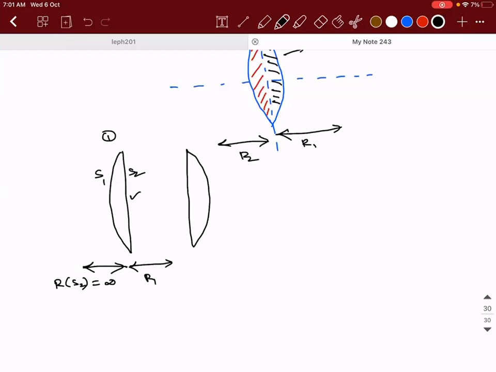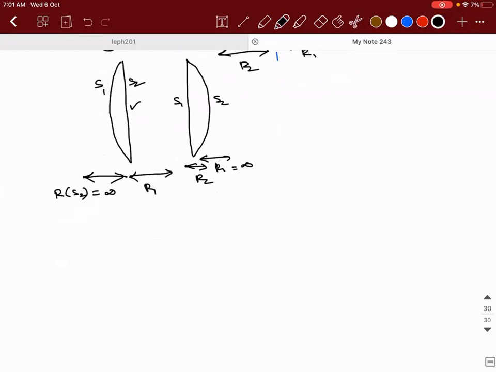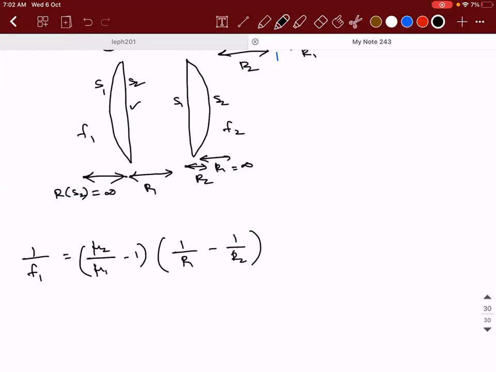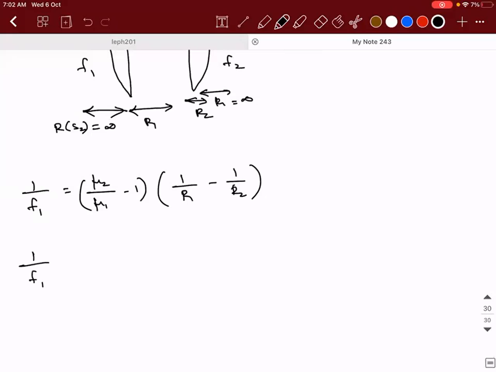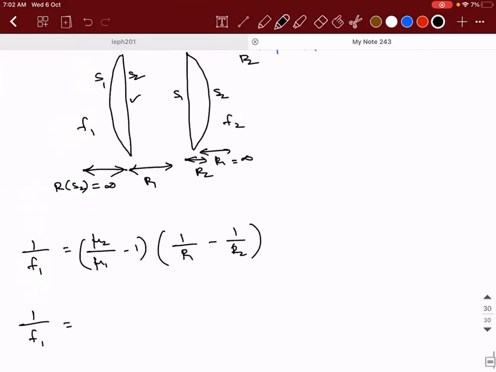So that is one thing. And similarly for here, S1 and S2, this is R2 and R1 will be infinite. So let the focal length of the first part be F1, focal length of the second part be F2. 1 by F1, I will call it as mu2 divided by mu1 minus 1 into 1 by R1 minus 1 by R2. Okay. 1 by F1 is equal to, mu2 is the refractive index of this material.